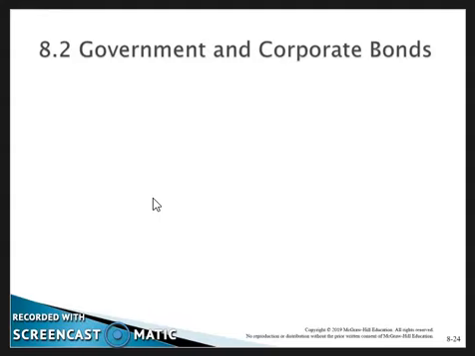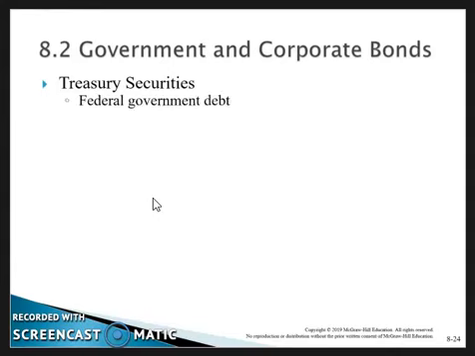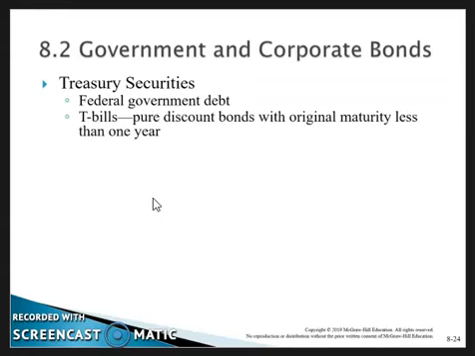Government and corporate bonds. So we have Treasury governments. Treasury government is federal government debt. Treasury securities, federal government debt. The T-bills are pure discount securities. The maturity is always less than 1 year.